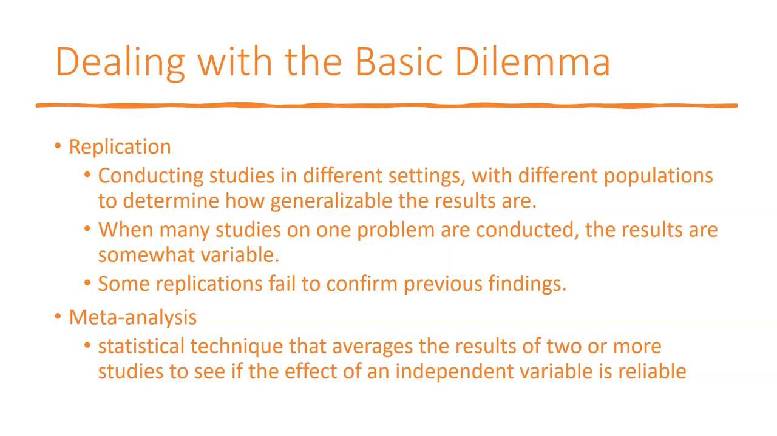Anytime we do replications, there are always going to be subtle differences and changes. Sometimes replications do not confirm our previous findings, and that means you need to go back to the drawing board and really repeat your earlier research, find what the critical variables were, and then keep pursuing it until you have some better data to work with. There's also a technique called a meta-analysis, where you can pull together results from multiple studies at the same time to get a sense of the effect of the independent variable across multiple studies.